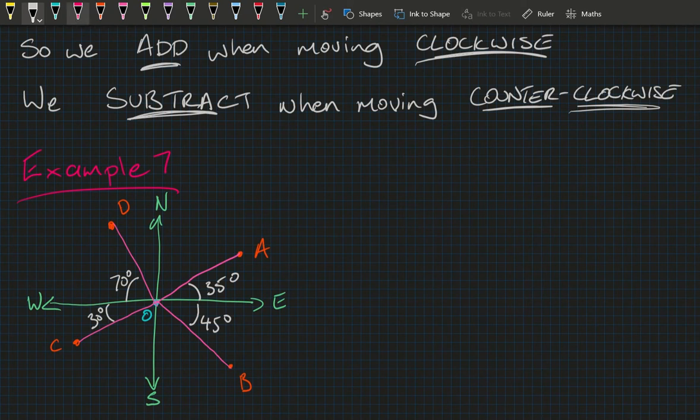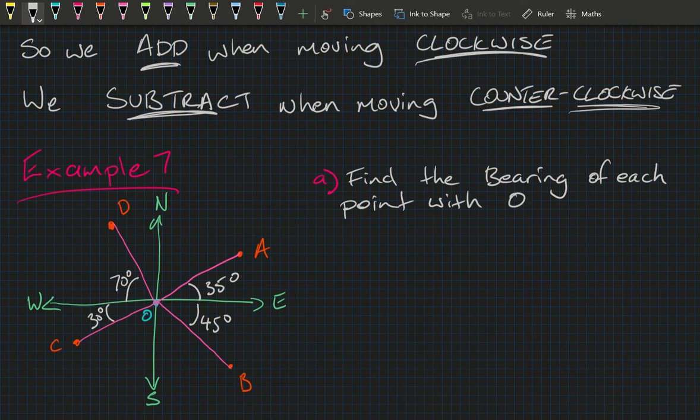Now part A of this example wants us to find the bearing of each point from O. So this is where you really need to take note of what's clockwise and what's counterclockwise.